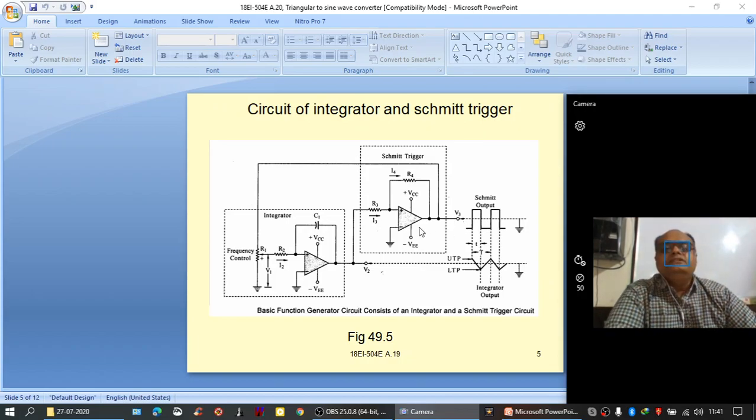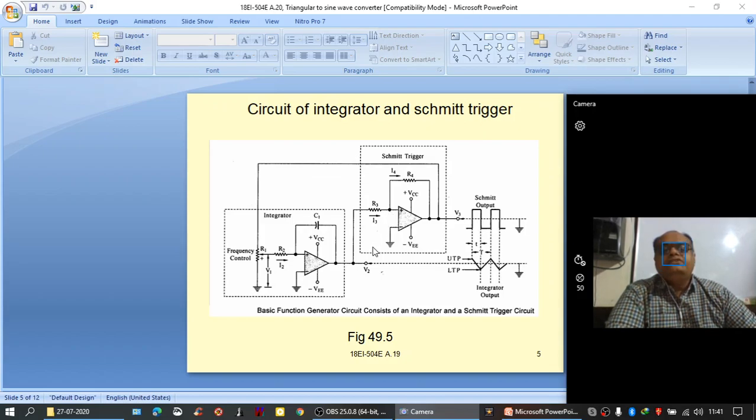So naturally, if I assume that V2 is grounded, then the path resistance is R4 and R3 to ground. So the current is V3 by R4 plus R3, into R3. That is the voltage drop across the non-inverting terminal.